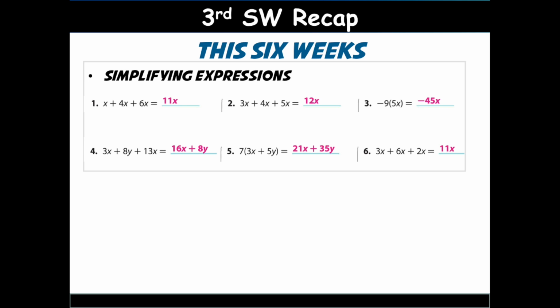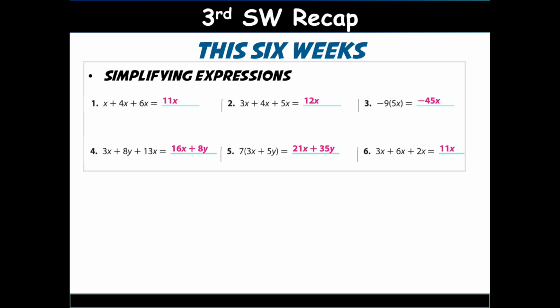Look at the other one. 3x plus 4x plus 5x. If you look at it carefully, it gives you 12x. You combined them. Now we've got some multiplication, and that's something that's going to take a little bit more emphasis, a little bit of a different approach. So let's talk about that one next.